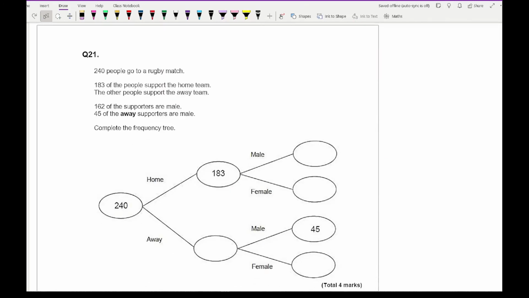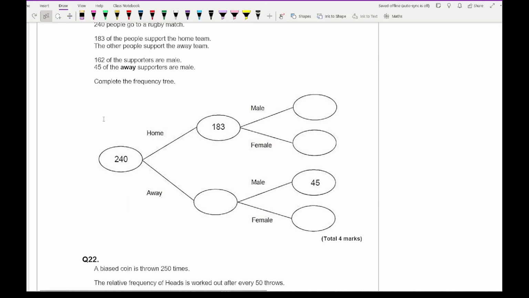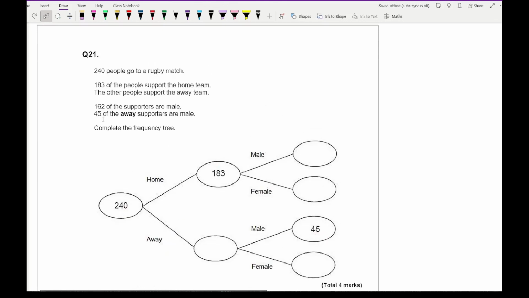So moving on to question 21, it says that 240 people go to a rugby match, 183 of the people support the home team, the other people support the away team, 162 of the supporters are male, 45 of the away supporters are male. Complete the frequency tree. So some of that information has already been inputted, but we need to complete the blank data.